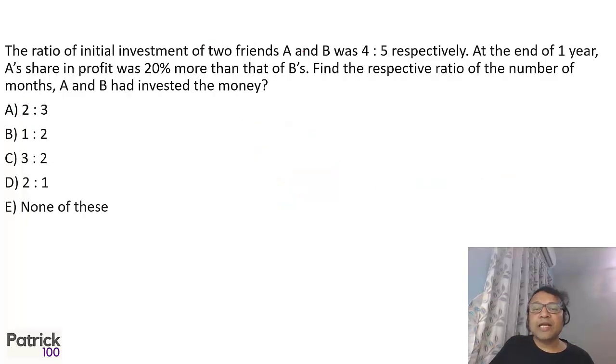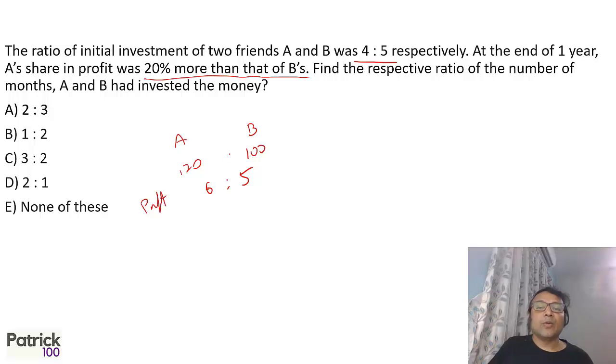The ratio of initial investment of two friends A and B is 4:5. At the end of 1 year, A's share of profit was 20% more than that of B's. Okay. So find the respective ratio of months. 20% more means, let's say if B's profit was 100, A's profit will be 120, or the ratio is 6:5. This is the profit ratio.